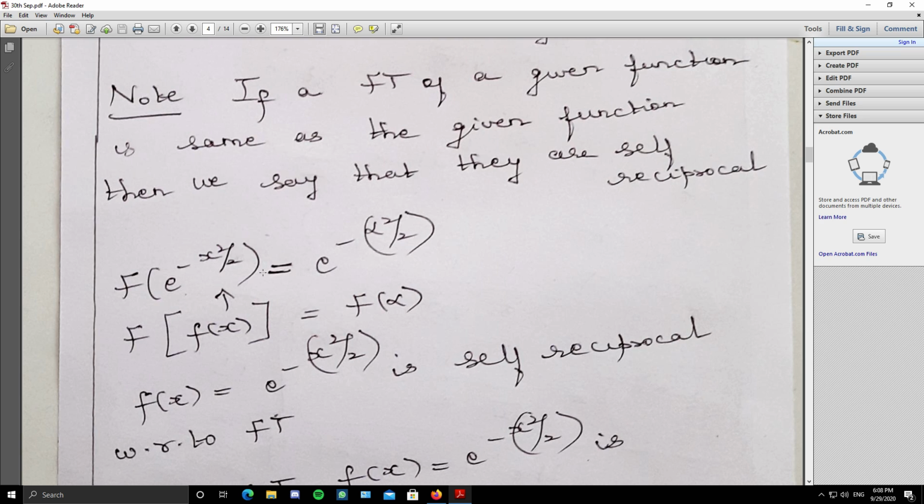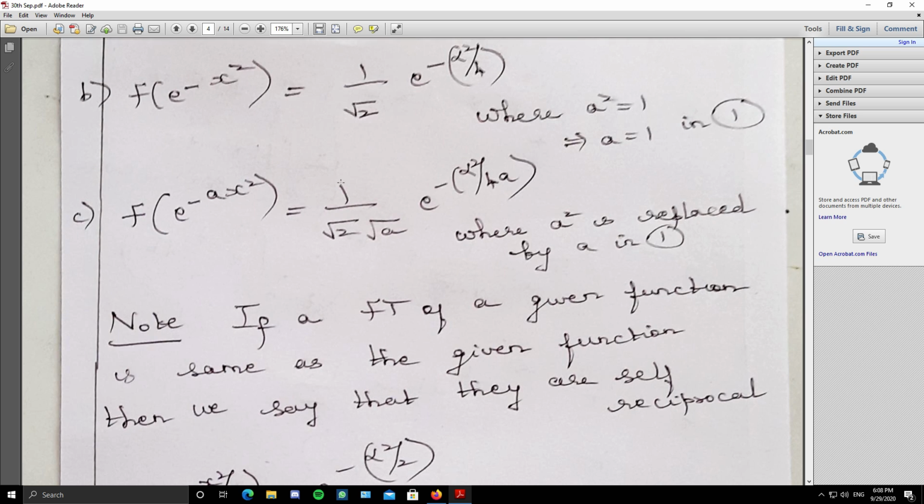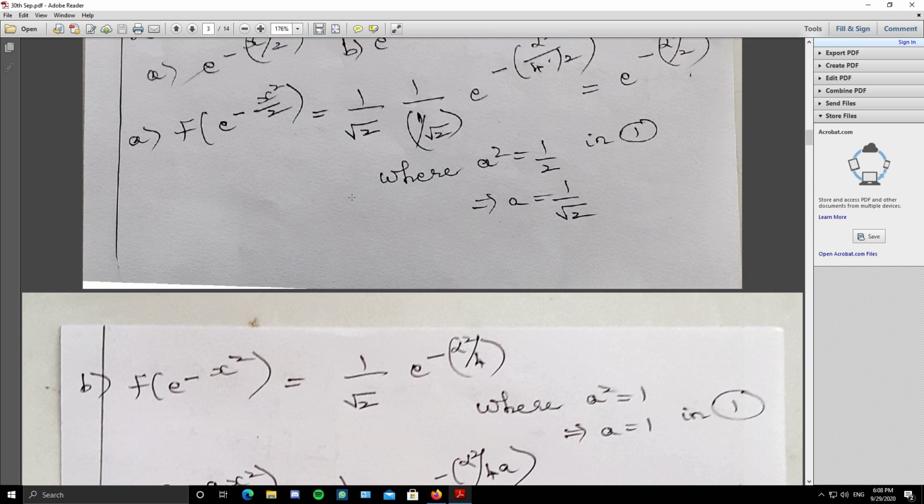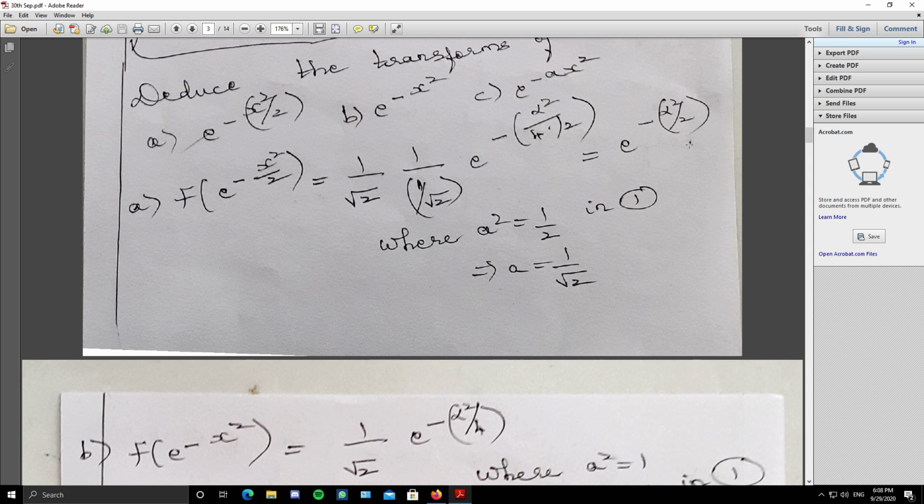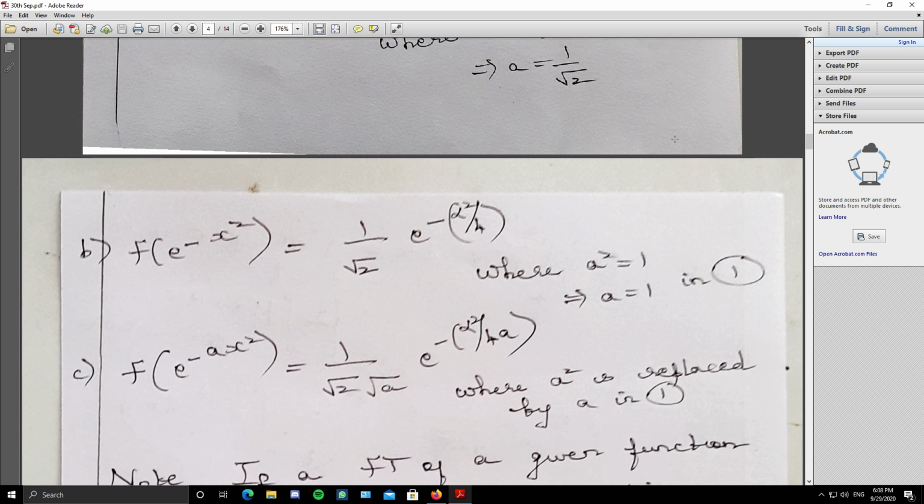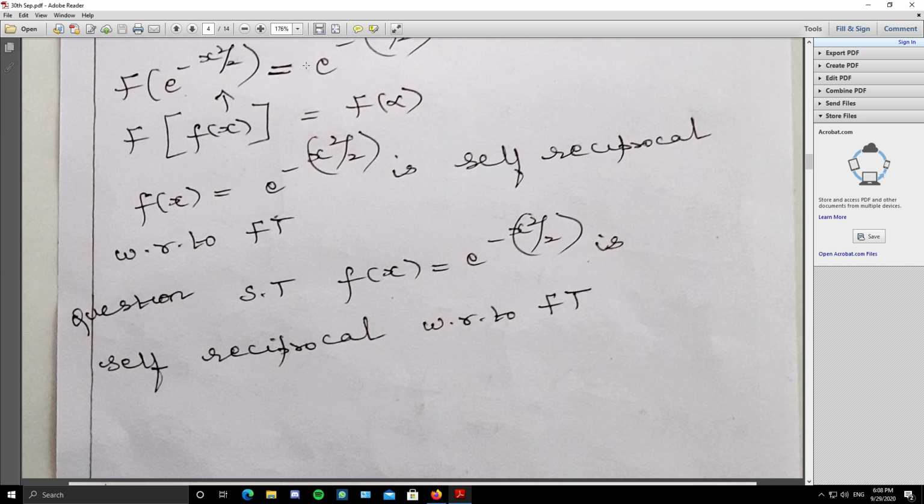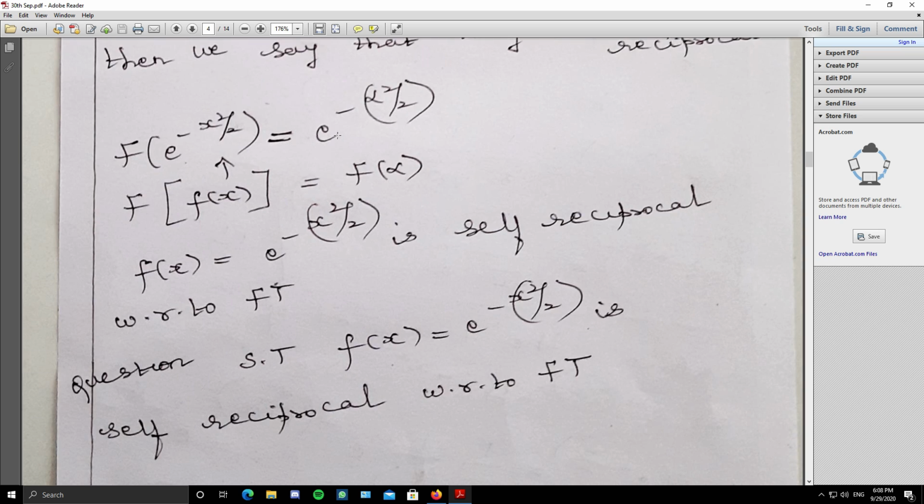Same way, if you take the Fourier transform of e power minus x square by 2, we have seen that here. What is Fourier transform of e power minus x square by 2? E power minus alpha square by 2. So you are getting back the same function. The function is same, only the variable is different. E power minus x square by 2, e power minus alpha square by 2. In place of x you have alpha.